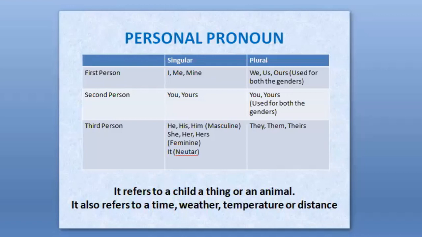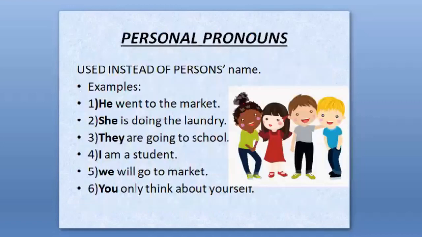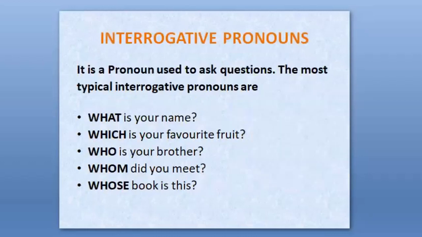Now, let's study a few examples of personal pronouns. Examples. He went to the market. So he is the personal pronoun. She is doing the laundry. She. They are going to school. They. I am a student. I. We will go to market. We. You only think about yourself. You. So here this is a personal pronoun.